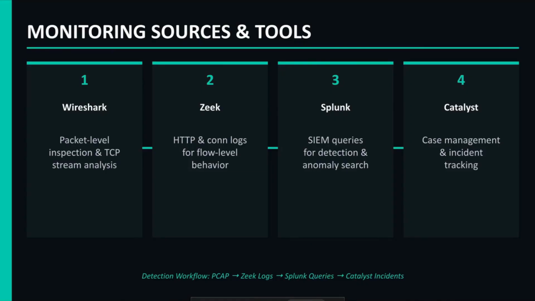Next, Zeek processed the PCAP files and generated structured logs, specifically HTTP and connection logs, which gave us a higher-level view of network behavior, like spotting high frequency requests or unusual connection durations. From there, we fed our data into Splunk, where we ran queries to detect anomalies at scale, things like traffic spikes from a single IP or repeated failed authentication attempts. Finally, everything we confirmed got documented into Catalyst, our case management system, where each incident was formally tracked with evidence, artifacts, and a full investigation lifecycle. So the flow was raw packets in Wireshark, structured logs in Zeek, detection in Splunk, and documentation in Catalyst.